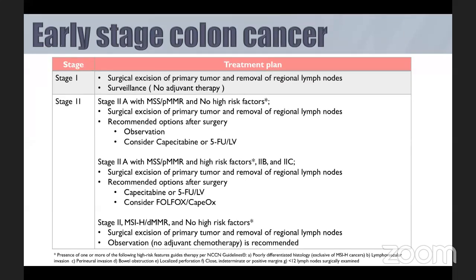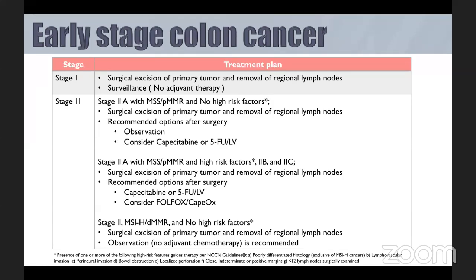So in the treatment plan, for stage 1, we do the surgery. We tell the patient, you don't need any further treatment. Go for surveillance, and we're going to discuss the surveillance by the end of the presentation. For stage 2, there is a lot to discuss, and there are multiple risk factors involved in their treatment.